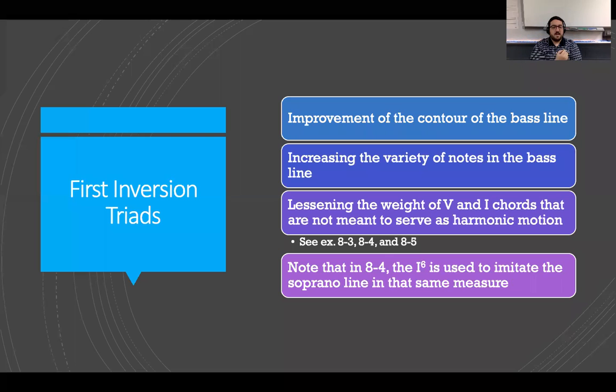So when we're working with first inversion triads, the main functions I've said are improving the contour of the bass line, making it a little bit more interesting, increasing the variety of the bass line, making it, like I said, interesting. And then the other one I mentioned, if you remember, was lessening the weight, decreasing the stability of that 5-1.